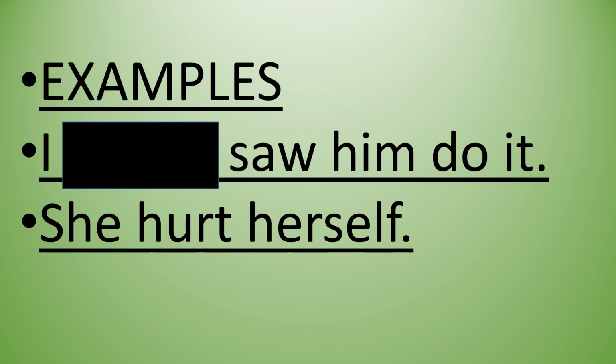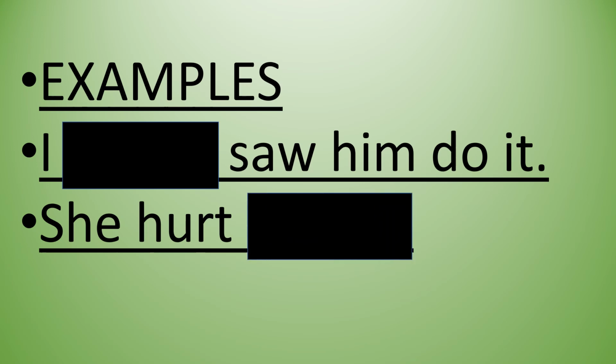Now see the second example. She hurt herself. Here herself is a reflexive pronoun, and if I remove it, the meaning of the sentence will change. See, she hurt. Now the meaning of the sentence has changed. Whom has she hurt? I don't know because I have removed herself. So if we remove a reflexive pronoun from the sentence, the meaning of the sentence changes. And if I remove an emphatic pronoun from the sentence, the meaning remains the same. So this is the difference. Clear?